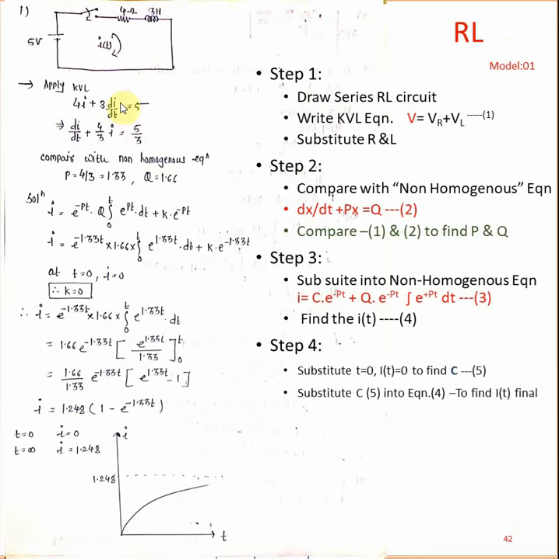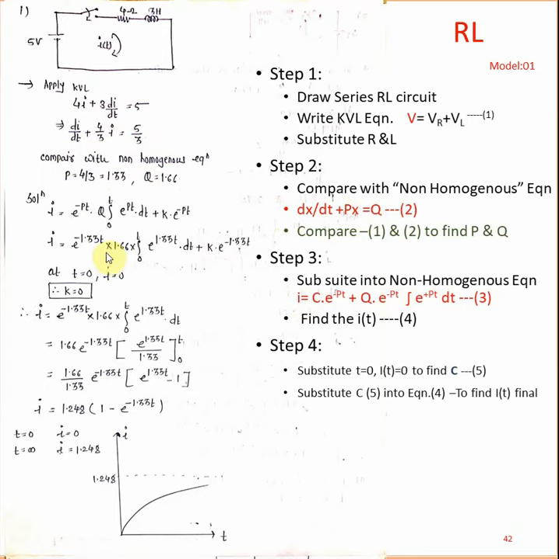Rewrite the equation: write di by dt. I moved everything and divided by 3, so 3 is cancelled. Then 4 by 3, 5 by 3. Why do I want to write this type of model? Because I want to equate it to equation number 2. Then only can I easily find out what the p value is in this place and what the q value is in that place. I have the p value and the q value. I need to substitute into the non-homogeneous equation in the p place as well as the q place.